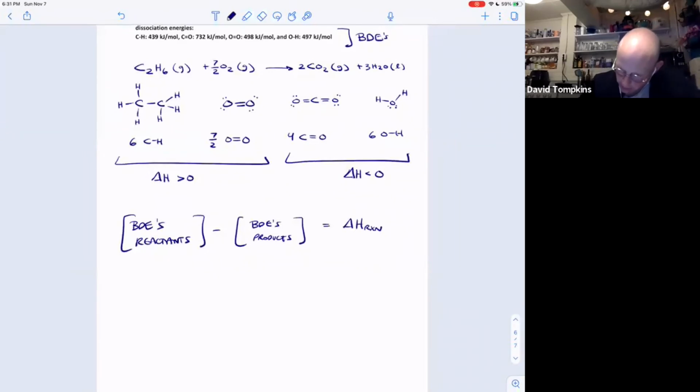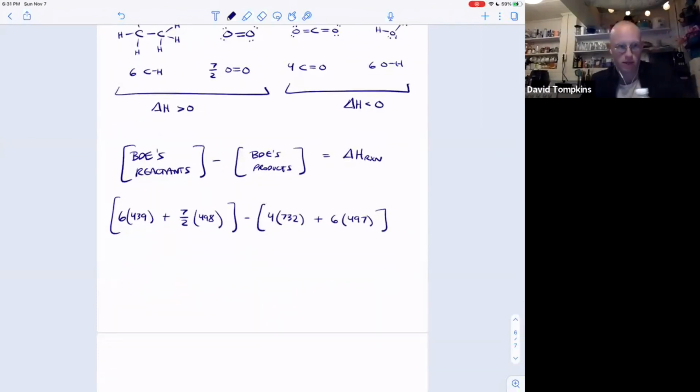So for the 6 CH bonds, you would say 6 times the 439. And then you have 7/2 of O2. O2, that bond was 498. And then for the products, we make 4 CO bonds, 732 per CO bond, and 6 OH bonds, which are quite strong, 497. And that will give delta H reaction.